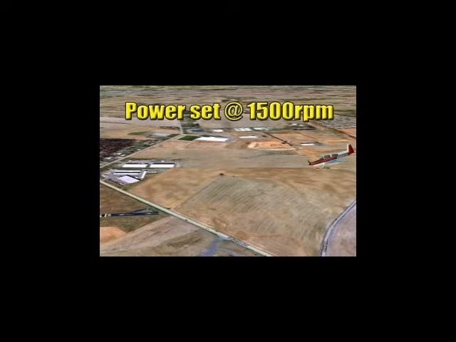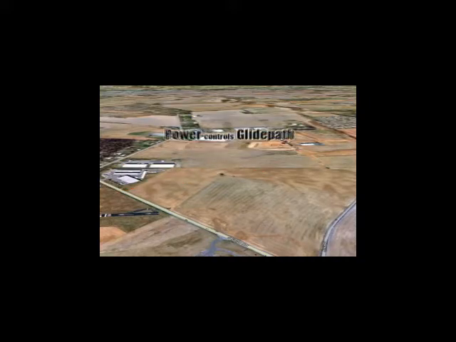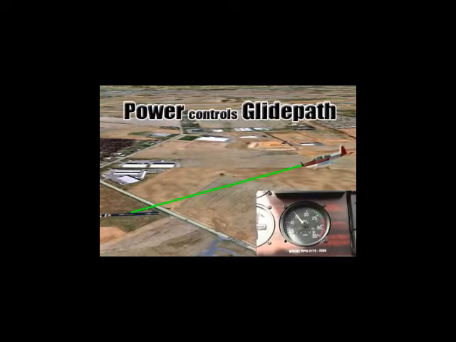Now, if I change part of that equation, if I change my pitch to a steeper one, of course the speed's going to increase. And if I reduce my pitch attitude, I'm going to get dangerously slow, like we saw with that 172 in that second video. The other thing Don talked about is power controls glide path. Like I said, I generally do my approaches at 1,500. It's what works for me.